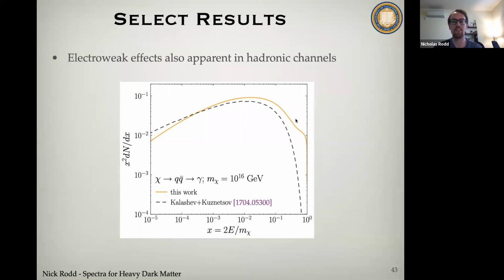So for instance, again, they're underestimating the emission of the hardest photons because they don't have any of the electroweak processes in their evolution at all. But there's much better agreement here, even at a higher mass, than there was between Pythia and the neutrino spectrum.